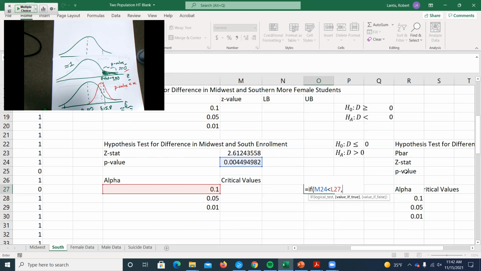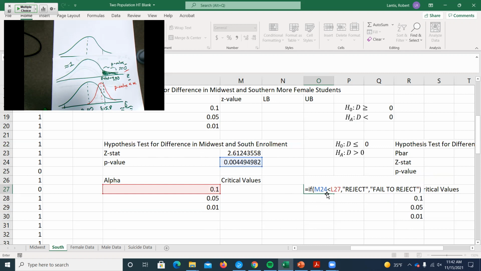So if I wanted to put a word in this cell, I have to put it in quotations. But basically this is saying, if the p-value is less than alpha, comma, put the word reject. Comma, if it's not, then maybe I want to put in the words fail to reject here, right? That way, even if I change things around up above, maybe I don't want to use the assumed true difference of zero, I want to use some other one, it'll update everything and update my rejection decisions without me having to manually compare that p-value to alpha again.